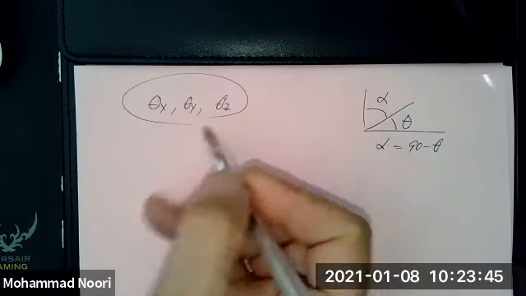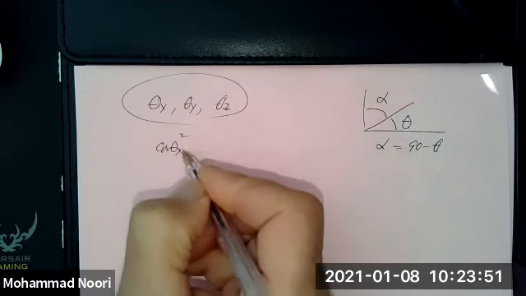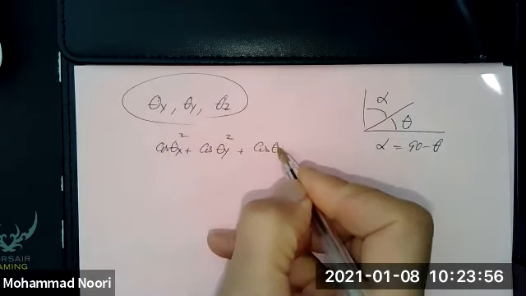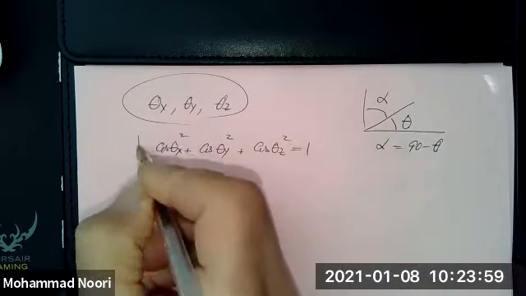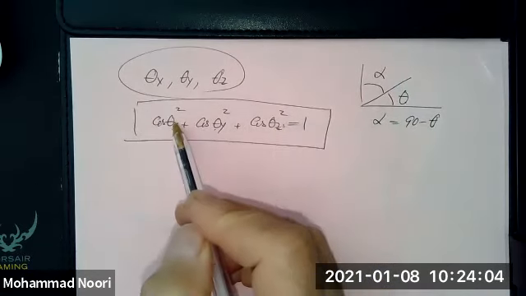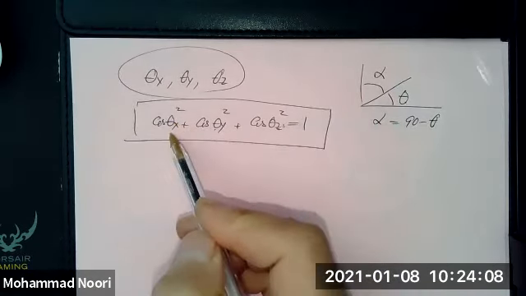The relationship that exists among these is that we can prove that cosine of theta x squared plus cosine of theta y squared plus cosine of theta z squared is equal to 1. So if you have two of these angles, you can always find the third one. But also remember, if the components are given, cosine theta x is f of x over f, cosine theta y is f of y over f, and so on.